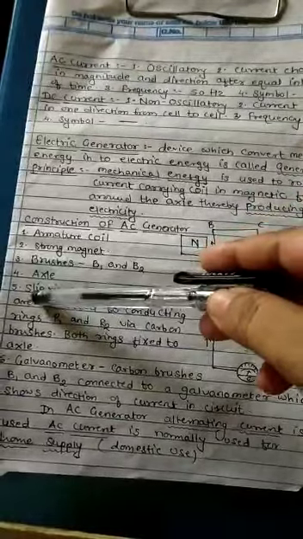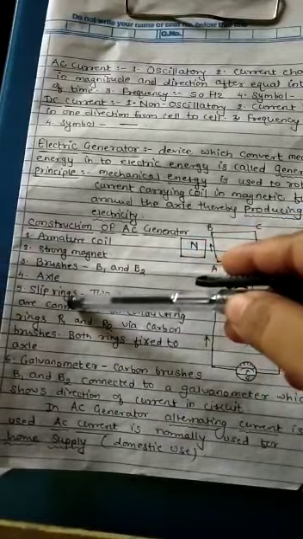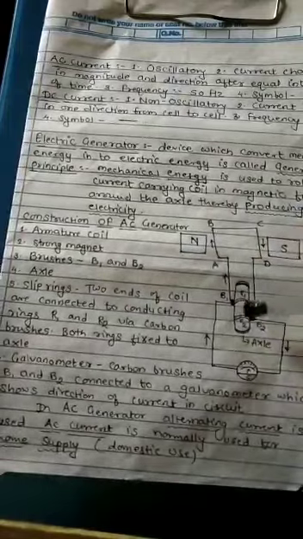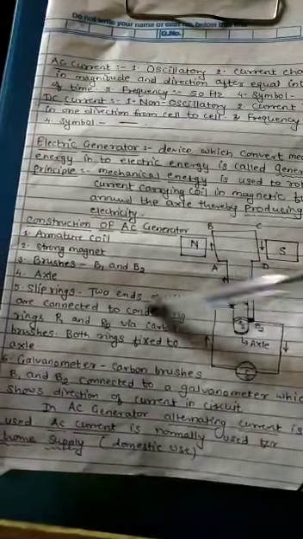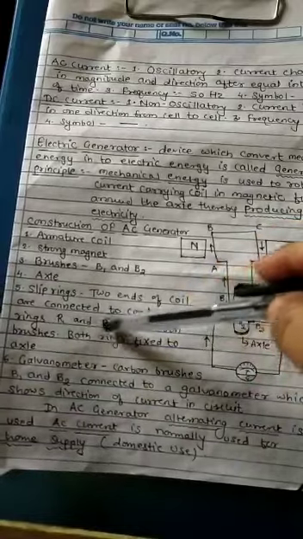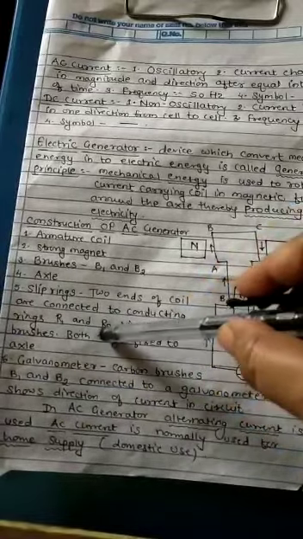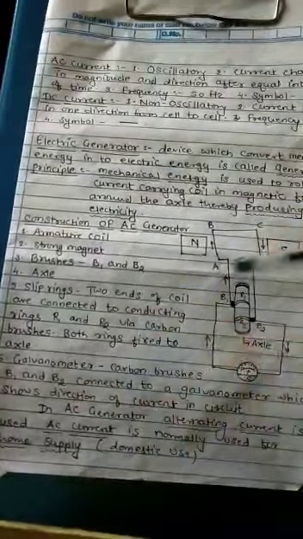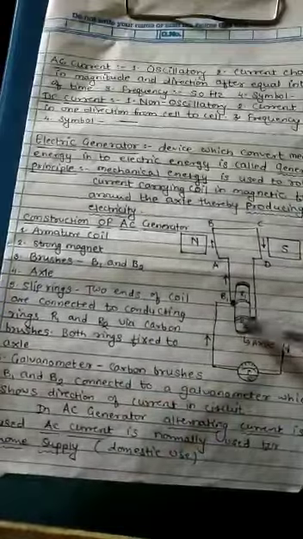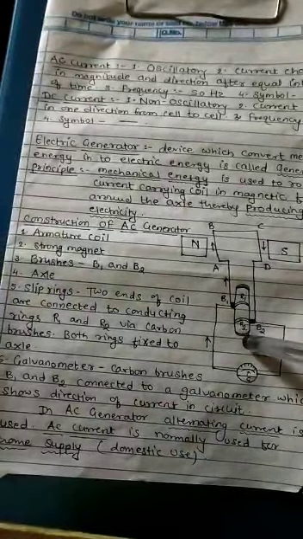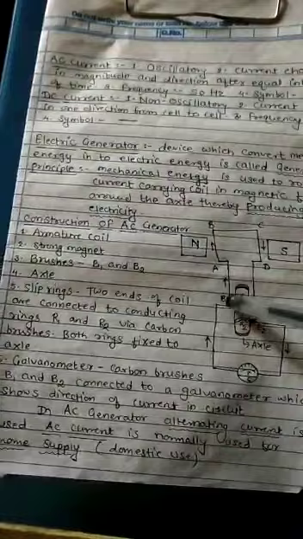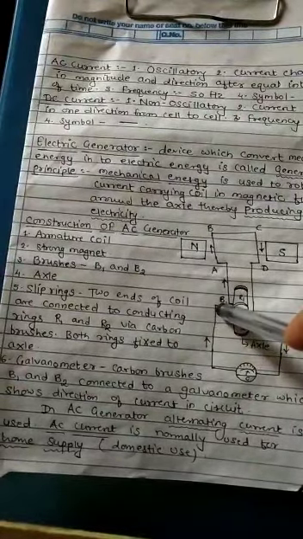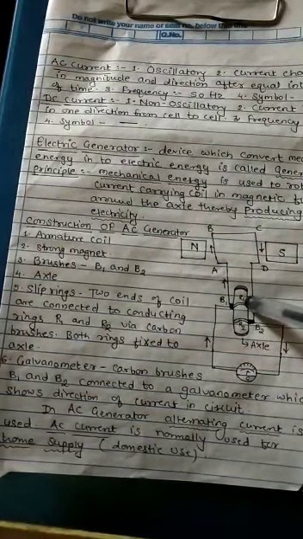Then another separate thing: slip rings are used here. Look at the diagram, R1 and R2 are the slip rings. Slip rings means the two ends of a coil are connected to conducting rings R1 and R2 via carbon brushes. Both rings are fixed to the axle. See here, B1 and B2 are the carbon brushes and R1 and R2 are the slip rings. So the two ends of this rectangular loop are connected through the carbon brushes B1, B2 to the slip rings R1, R2.